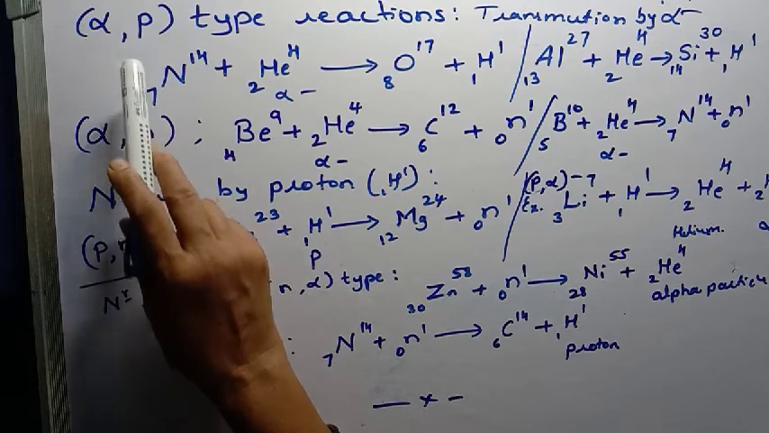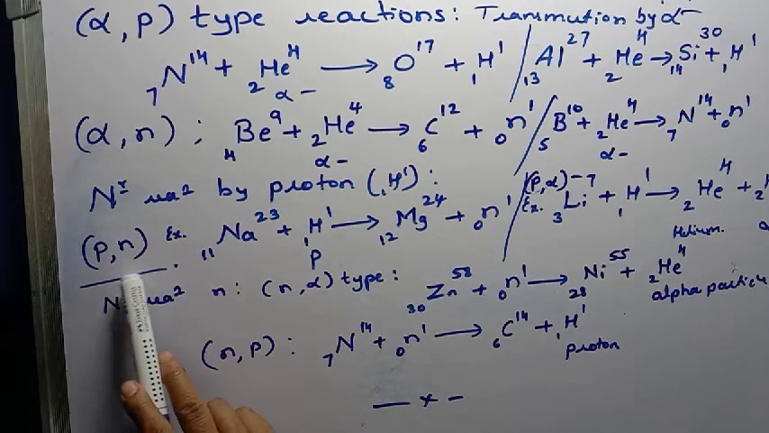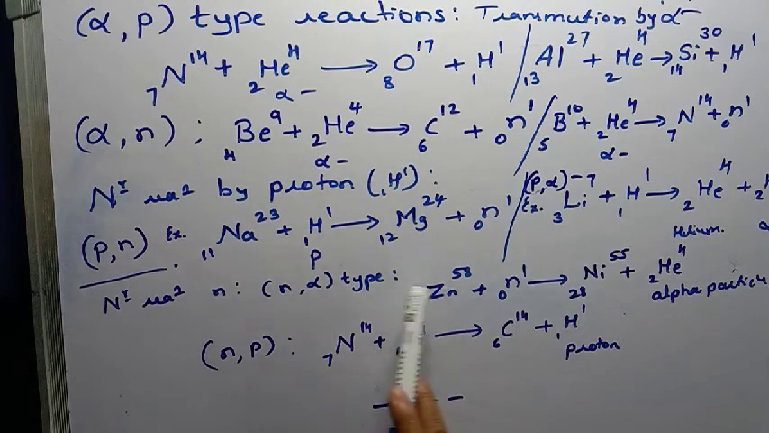These are the six types: the first type, second type, third type, fourth, fifth type and sixth type. There are six types of nuclear reactions or transmutation reactions mentioned for your studies.